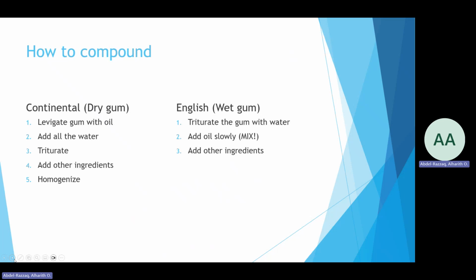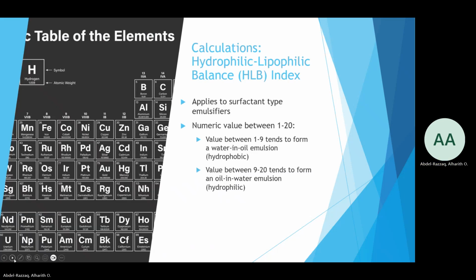So now we're going to get into our HLB index. This applies to surfactant type emulsifiers. We talked about this earlier, and these are going to be a numeric value between 1 and 20. Any value between 1 and 9 is going to tend to form a water in oil emulsion. These are going to be hydrophobic. Anything greater than 9, so between 9 and 20, will tend to form an oil in water emulsion, and these are going to be hydrophilic.